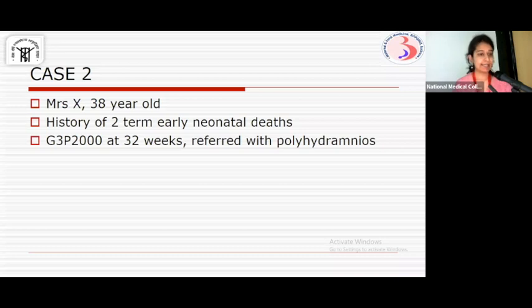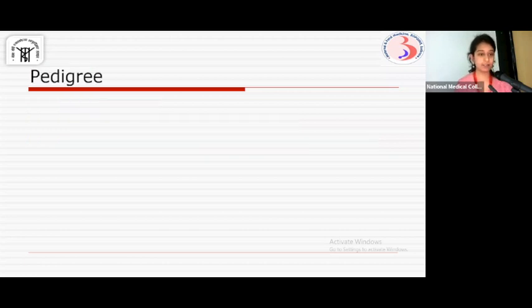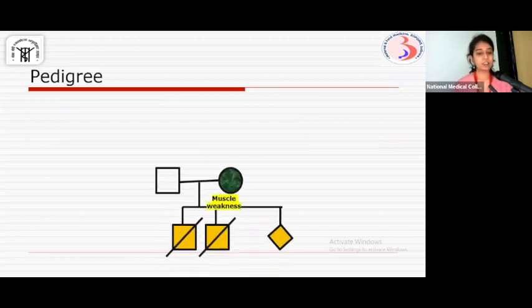Coming to the second case, this is Mrs. X. She is an elderly gravida, 38 years old. She had a previous history of 2 early neonatal deaths, and she came to us at 32 weeks with polyhydramnios. It is recurrent polyhydramnios. This is the pedigree. The patient presented with 2 previous early neonatal deaths, both of whom died with hypotonia at birth.